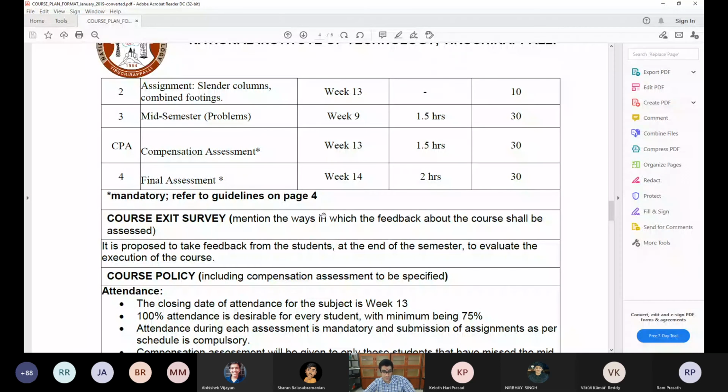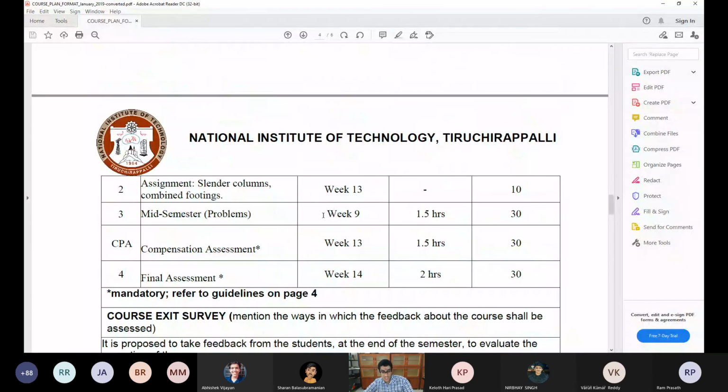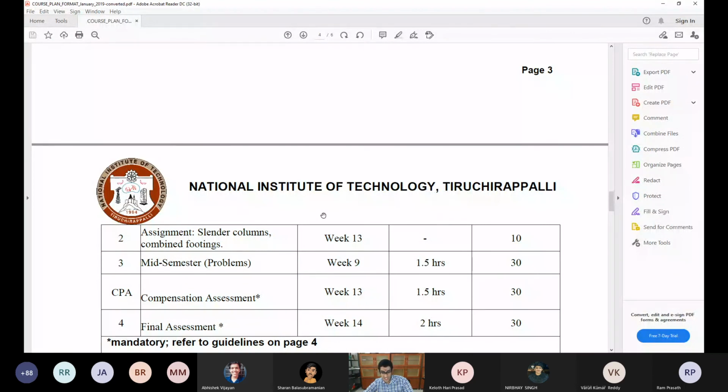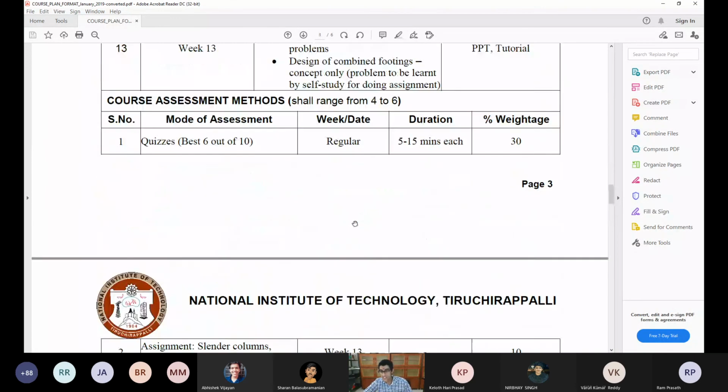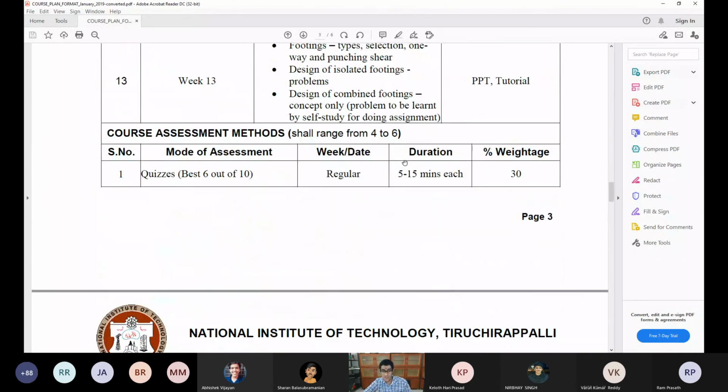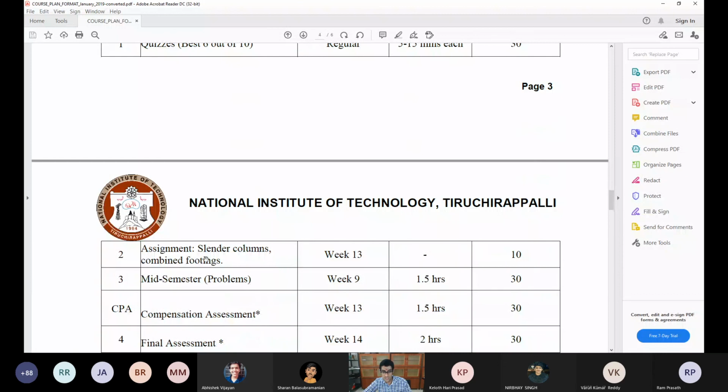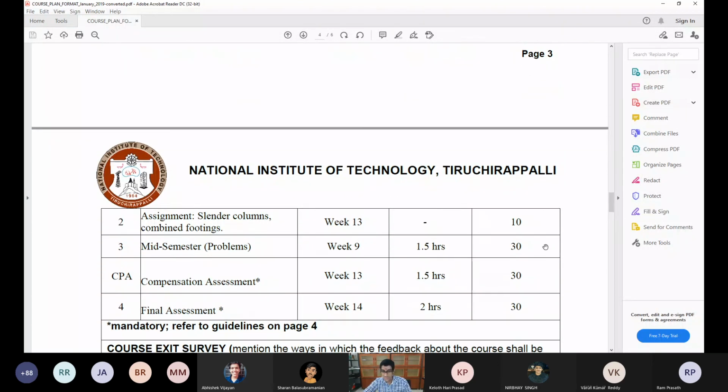Of course, compensation will be given only for genuine reasons. If you miss quizzes, fail to submit within time, or do things like what you did last time, it will not be permitted. Adhere to the guidelines, adhere to the deadlines. This is the assessment methodology: 20 marks for 4 quizzes, 20 marks for about 3 assignments studied by yourself, mid semester 30 marks, final assessment 30 marks. So is this agreeable?